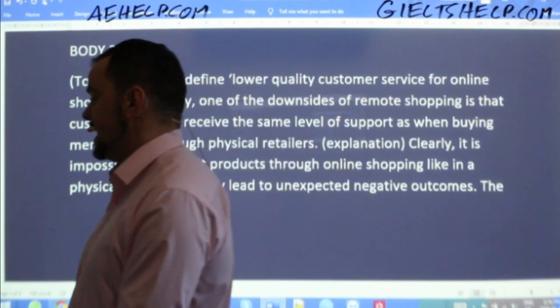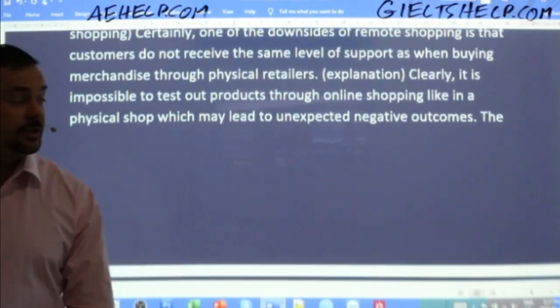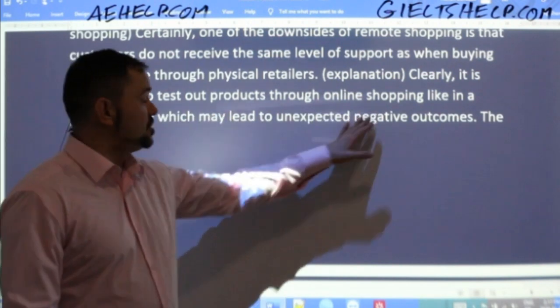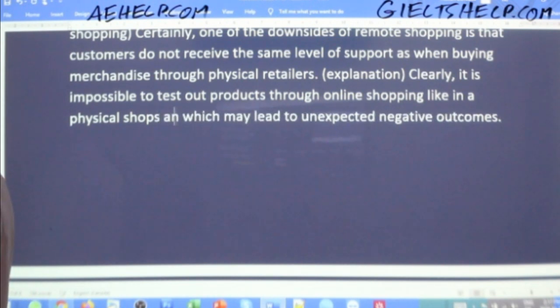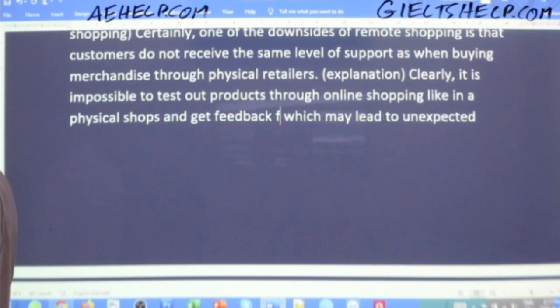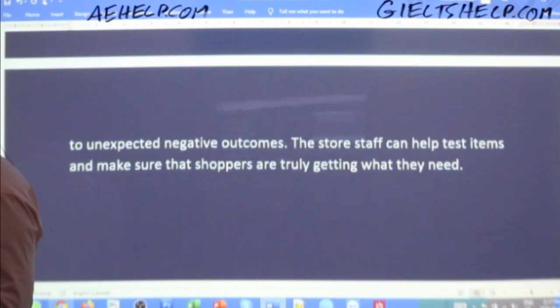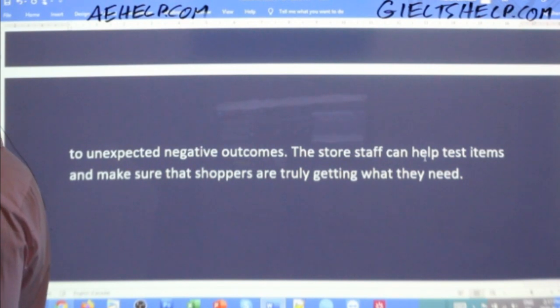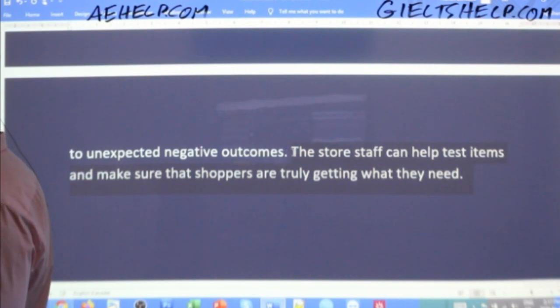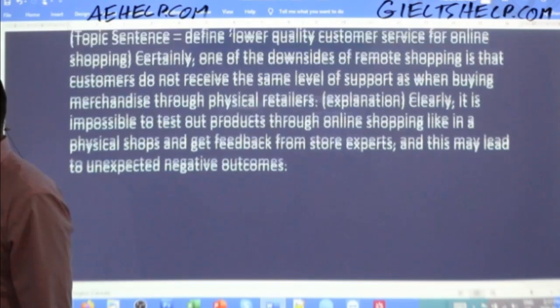Okay. Fantastic. Okay, so clearly it is impossible to test out products through online shopping like in physical shops and get feedback from store experts. And this may lead to unexpected negative outcomes. Okay. And then I can take out this sentence here. So making it a bit more concise. All right.